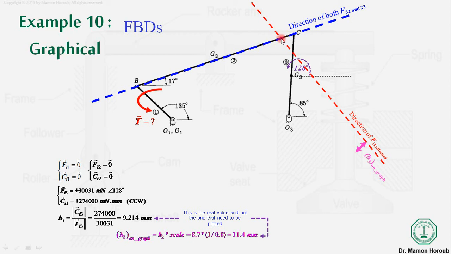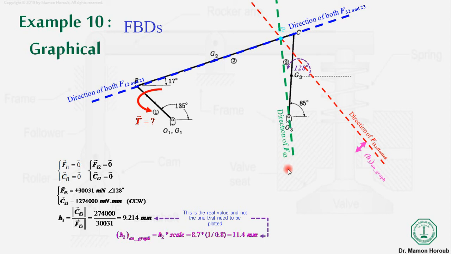Once we have the concurrency point, the next is the direction of the force that is exerted by the ground link on link 3. It should start from here, and it should also pass through the concurrency point. So this is the concurrency point, CP. Now we will connect O3 with CP, so it will give the direction of FO3.